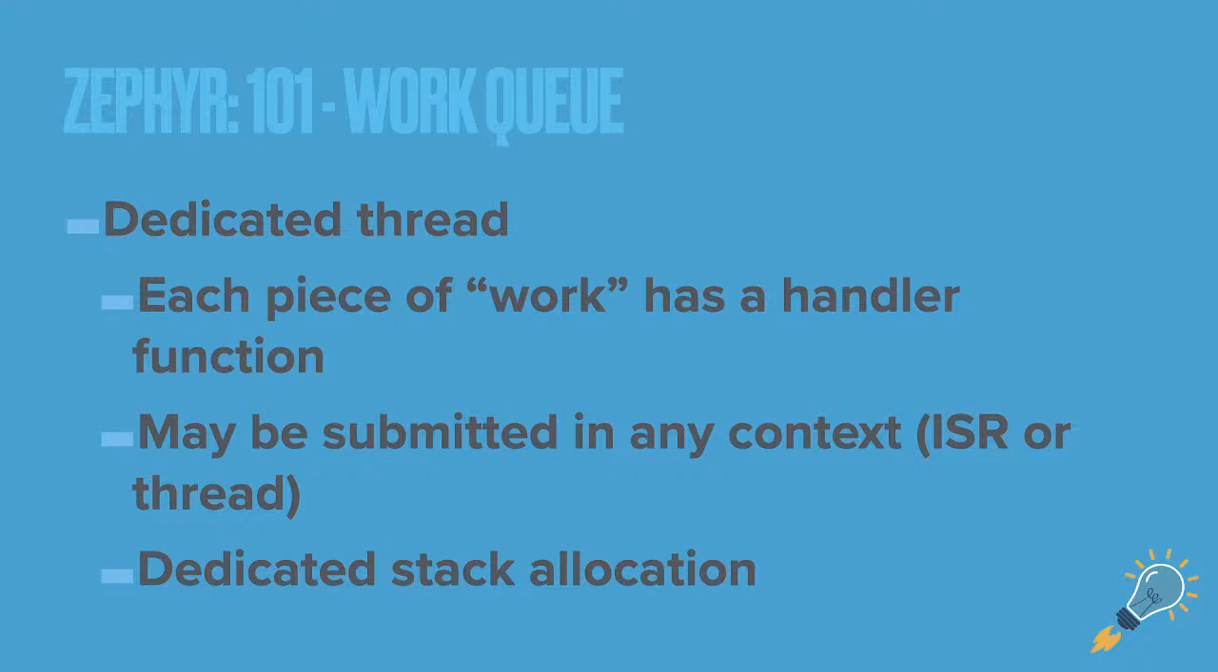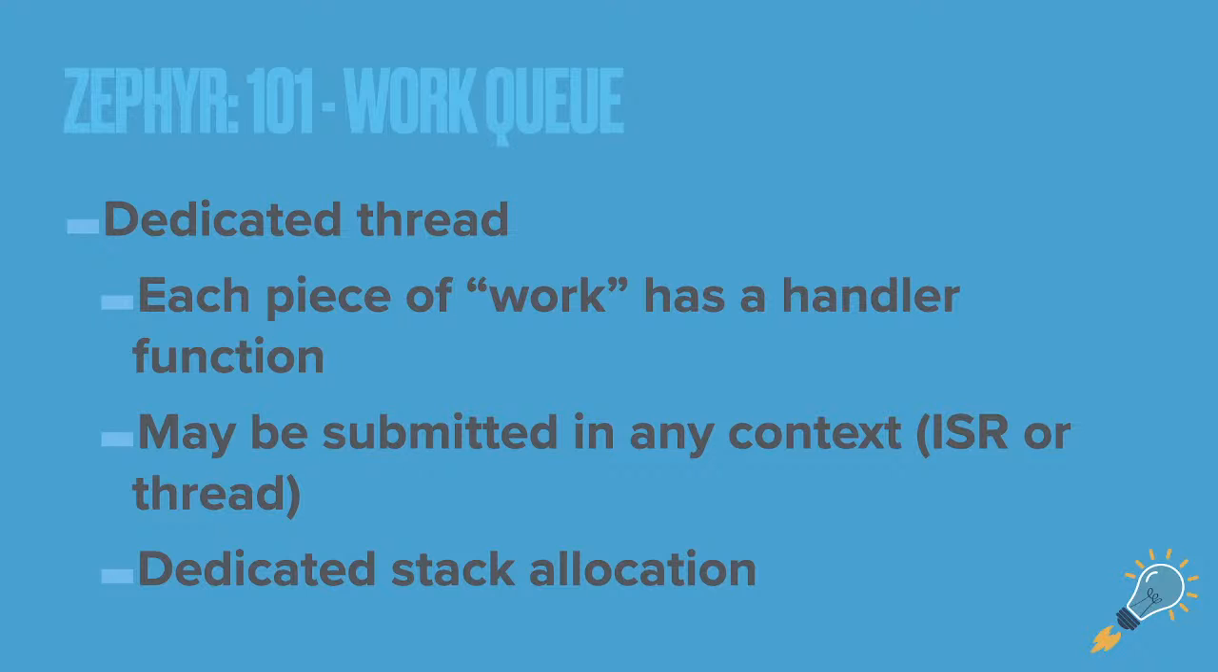Work queues, and we'll go into the system work queue in a second, run off of a dedicated thread. You have a thread running in the background, and when you submit a piece of work, you're also submitting a pointer to a function. It's atomically safe, so you can submit that in ISRs or in threads. It doesn't really matter either way.